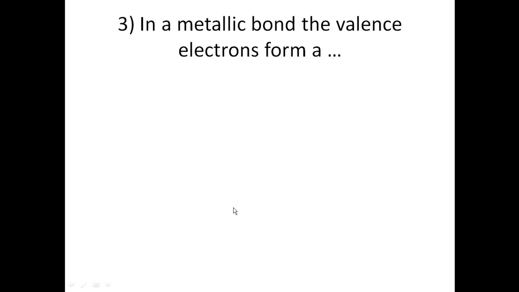In a metallic bond, the valence electrons form a, and the answer here is sea of electrons. In other words, the electrons really don't belong to one particular atom. They kind of float around between a bunch of them, and so that allows metals to have certain properties because the electrons are more free to move.